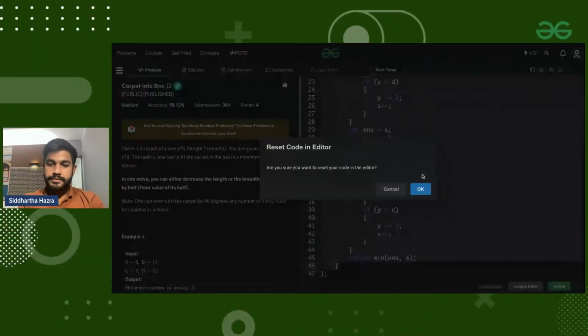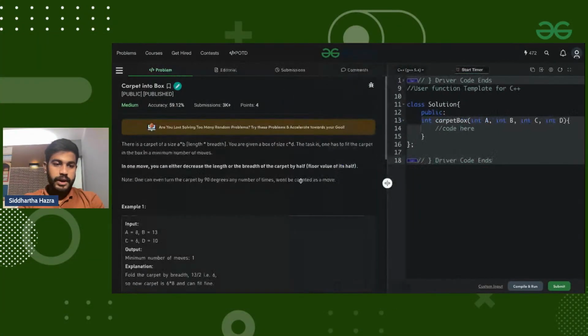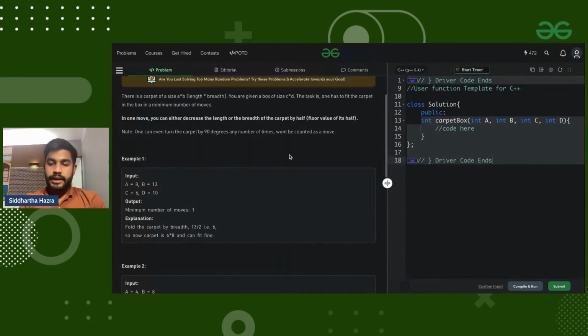Today, we would be discussing yesterday's problem of the day, that is, carpet in the box. So, let me just share the tab itself so that you can quickly recapitulate it. Okay, fair enough. Yeah, there you go. Okay, so quickly read and understand the problem, then I would quickly explain it.